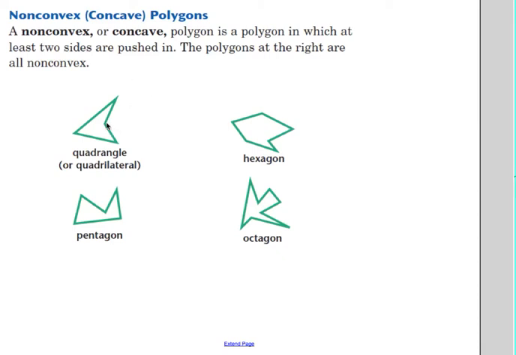You can see how this is kind of pushed in there. Like right here, this side is pushed in. Here, this side is pushed in. And on this one, we've got this side and this side and this side all pushed in. And that's what makes it a concave polygon, or non-convex.